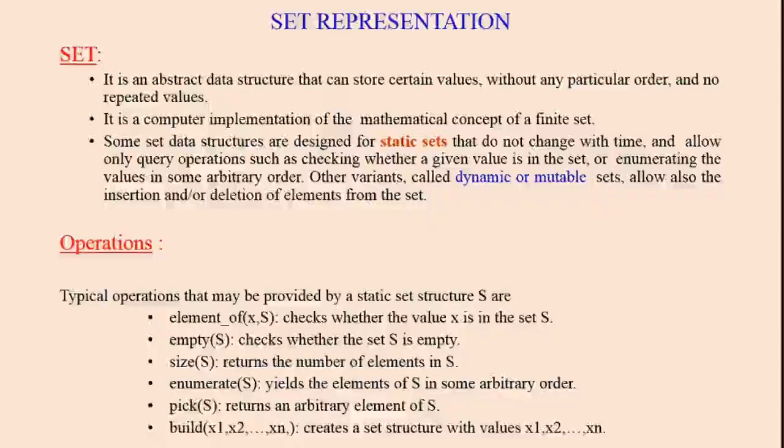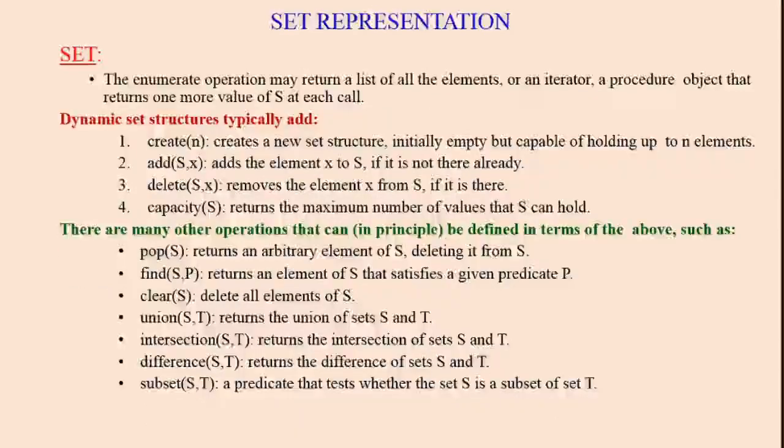Then the fourth one is enumerate of S. This function yields the elements of S in some arbitrary order. Then the fifth one is pick of S. This will return an arbitrary element of S. The last one is build of x1, x2, up to xn. This will create a set structure with values x1, x2 up to xn. Then the enumerate operation may return a list of all the elements or an iterator, a procedure object that returns one more value of S at each call.